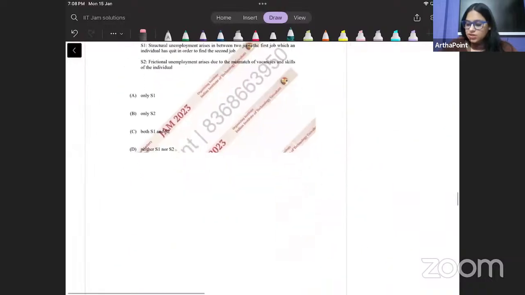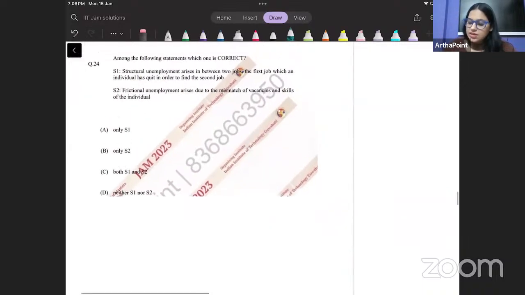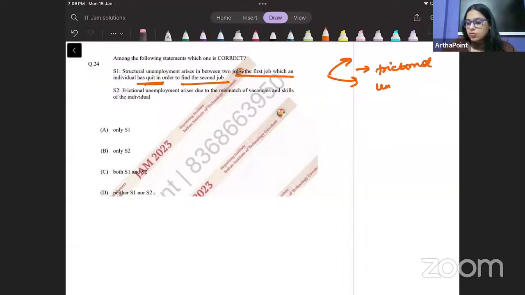Okay. Let's go to the next question. It says, among the following statements, which of the following is correct? Statement number 1. Structural unemployment arises between two jobs. The first job which an individual has quit in order to find the second job. So we know that when an individual leaves the first job and he joins the second job, that is not structural unemployment. That is called frictional unemployment, right? So the definition that is given here, leaving the first job and joining the second job, is known as frictional unemployment.